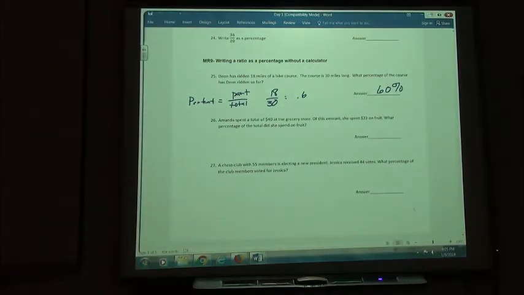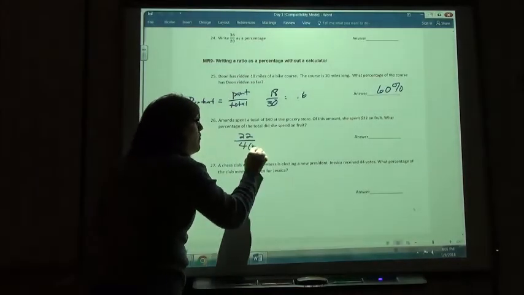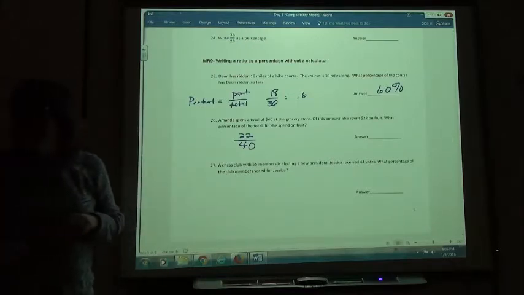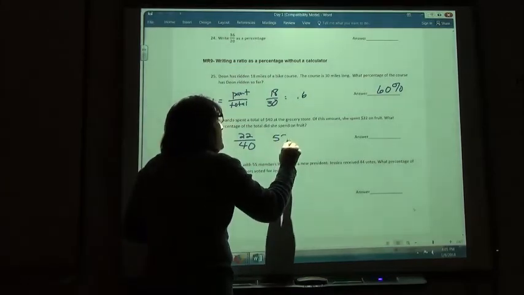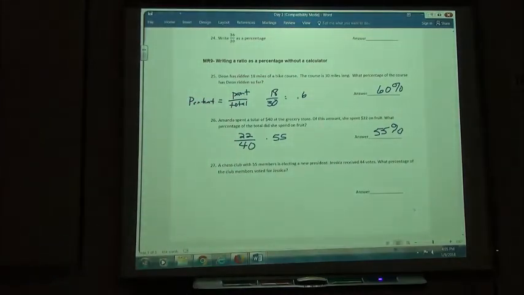Amanda spent a total of $40 at the grocery store. Of this amount, she spent 22 on fruit. What percent did she spend? So if we're going to solve this, we would do 22 over 40. 22 is the part, 40 is my total, right? And again, I would just use my calculator unless you really like to do long division. Those two back there, they want to do long division. So if you take 22 and divide it by 40, you get 55.55, which is 55%.